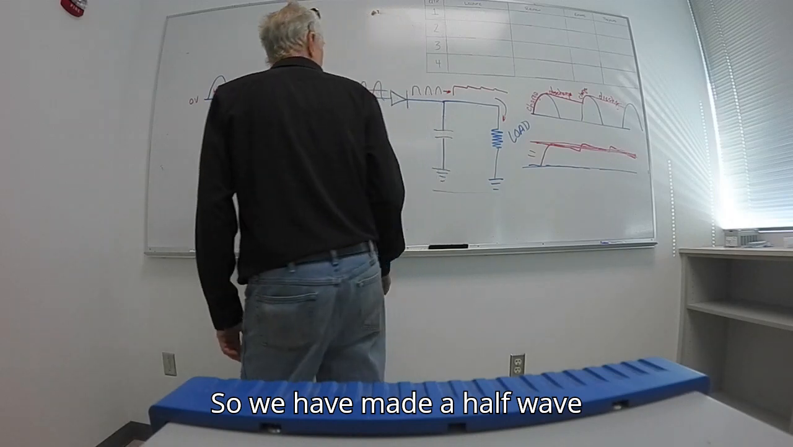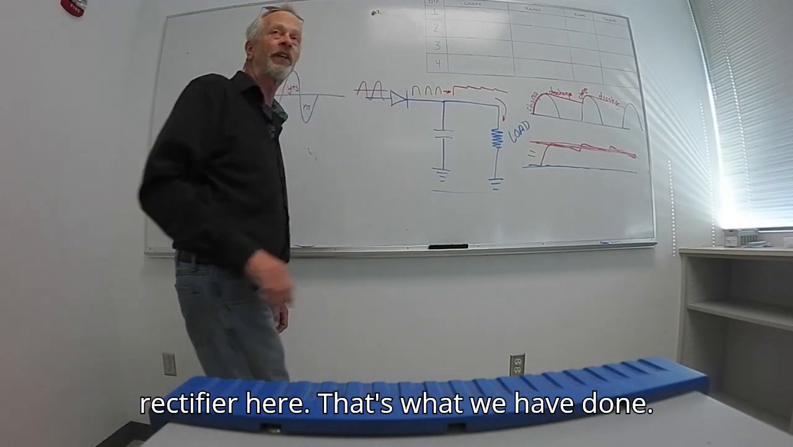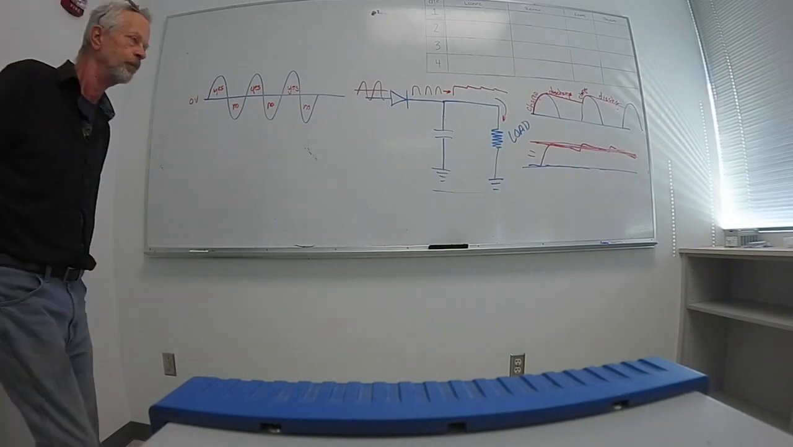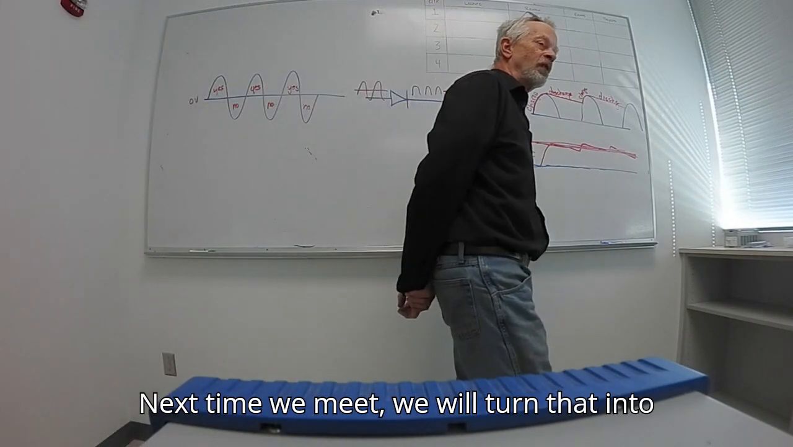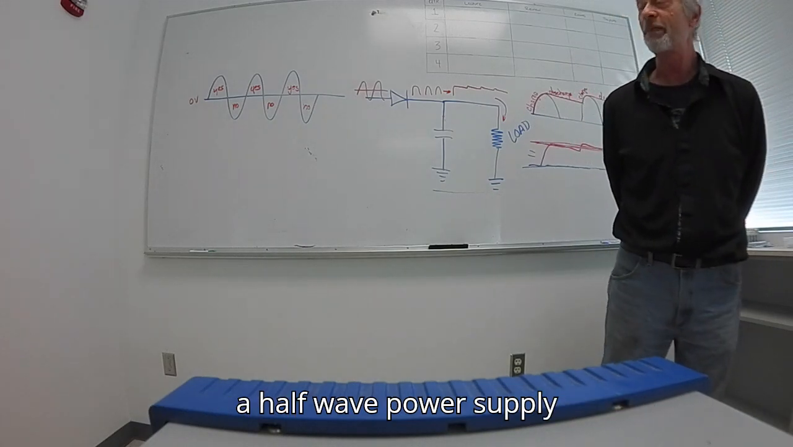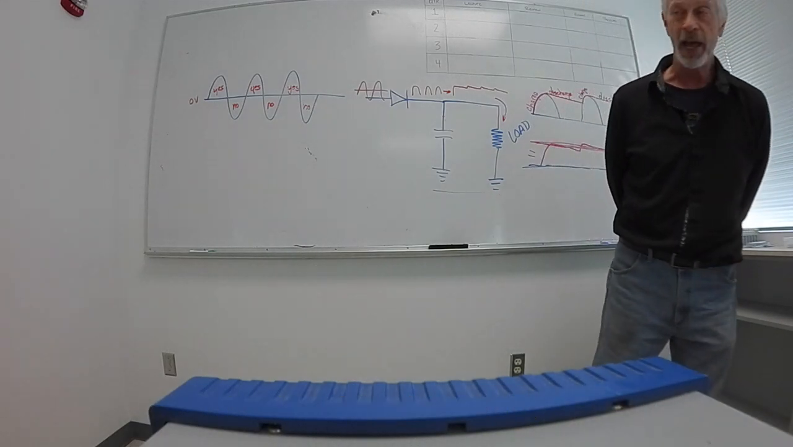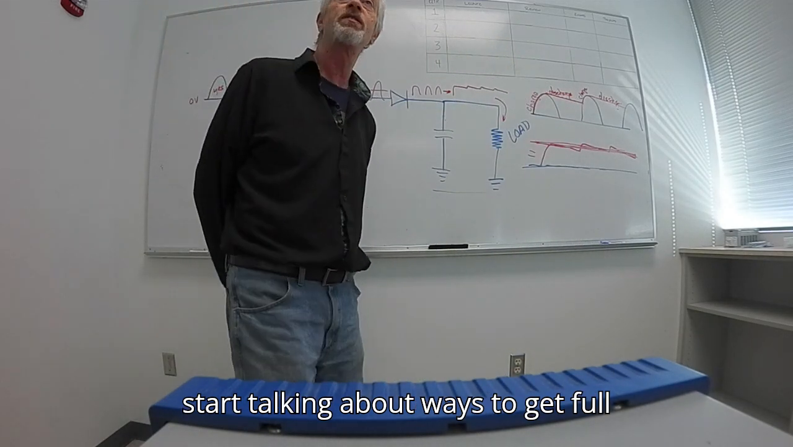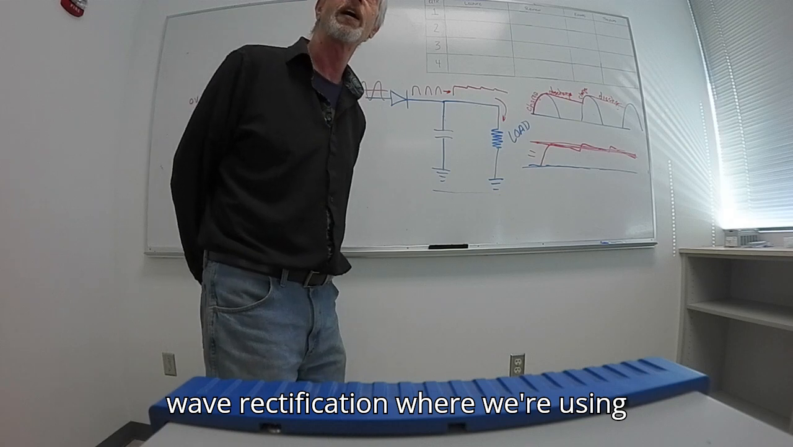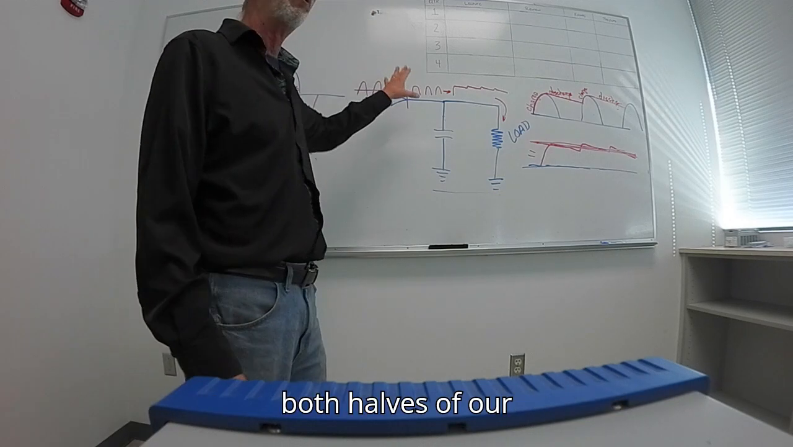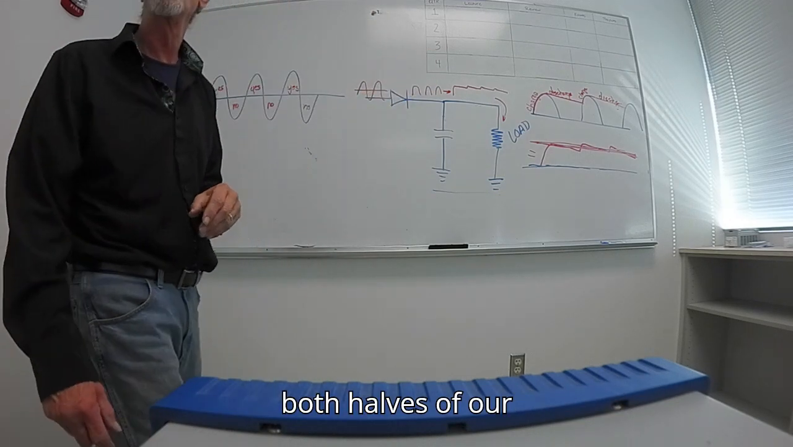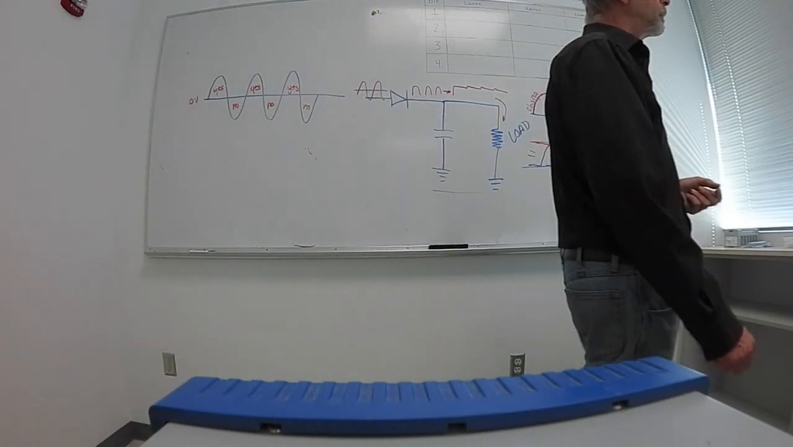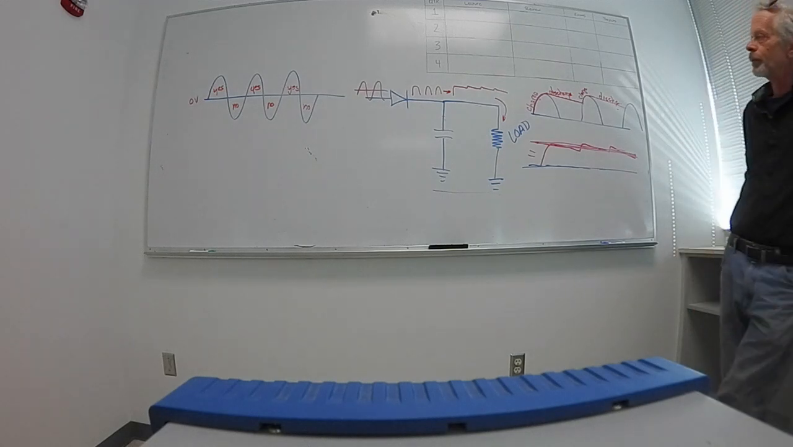So we have made a half-wave rectifier here. That's what we have built. Next time we meet, we will turn that into a half-wave power supply. And then, after we do that, we'll start talking about ways to get full-wave rectification where we're using both halves of our waveform. We'll need 2 or more diodes to do that. Okay?